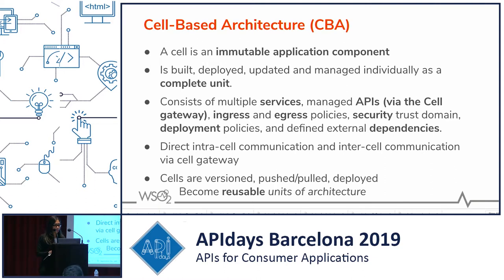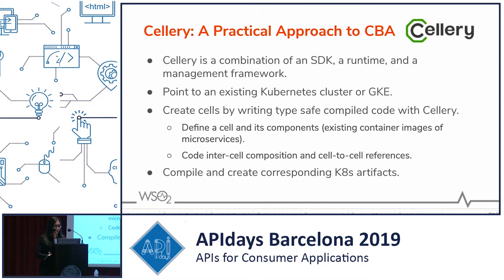And like I mentioned, intra-cell communication will happen directly, and inter-cell communication will happen through the cell gateway. So cells are versioned, pushed, pulled, deployed, and you can use them as reusable units of architecture. Okay, so you might think, we saw the cells, but how are we supposed to implement all of that? Especially if you're implementing it on Kubernetes, that's like writing a lot of YAML configuration. So you need to define all of that.